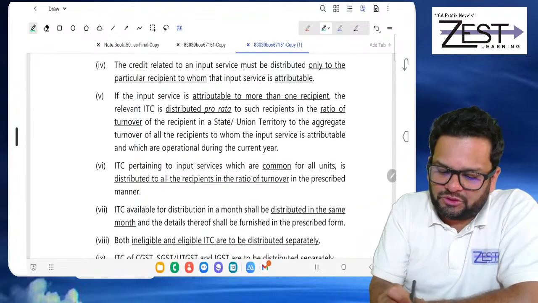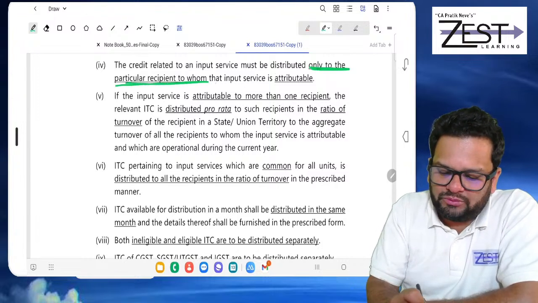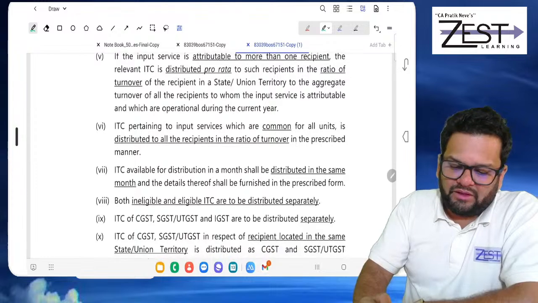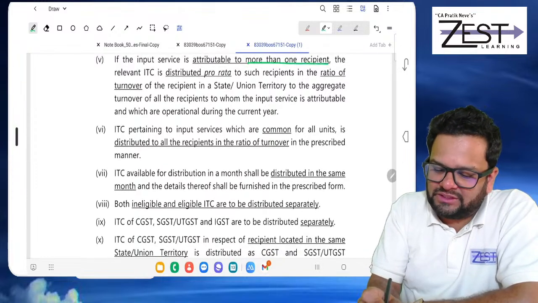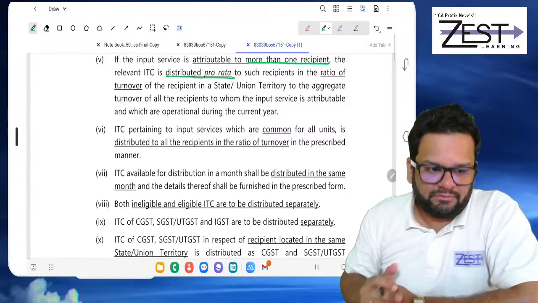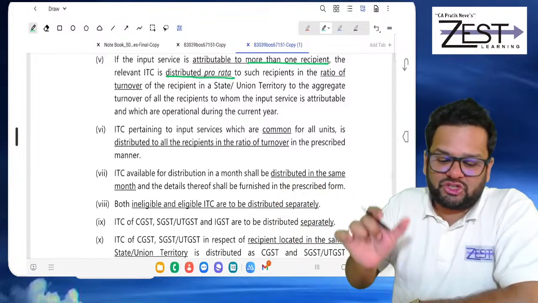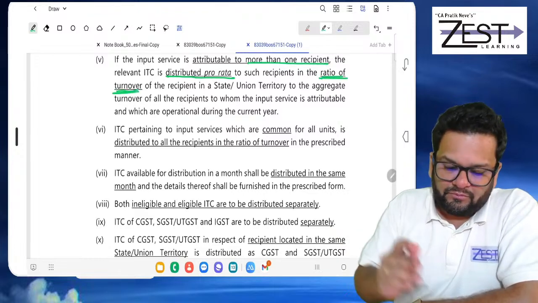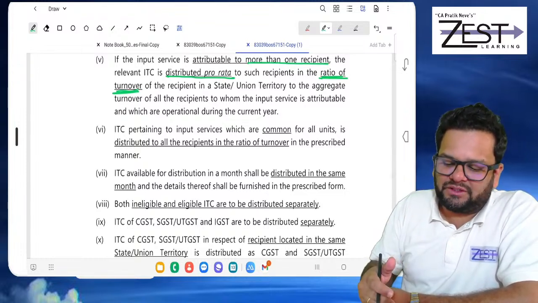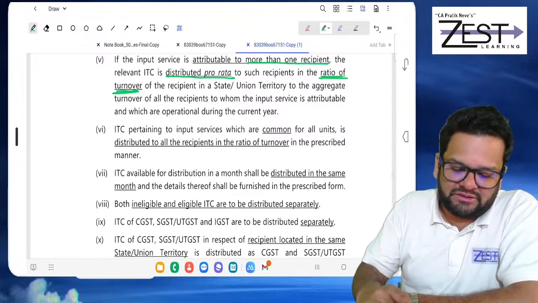Credit related to an input service must be distributed only to the particular recipient to whom that input service is attributable, meaning the allocation that we do. If the input service is attributable to more than one recipient, what will you do? The relevant ITC is distributed pro rata, on the basis of some proportion, to such recipients in the ratio of turnover of the recipient in a state or UT to the aggregate turnover of all recipients to whom the input service is attributable and which are operational during the current year.